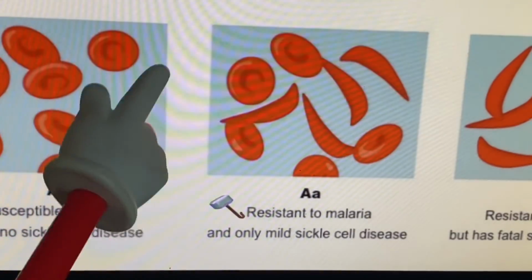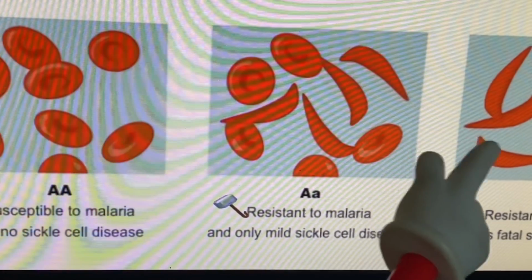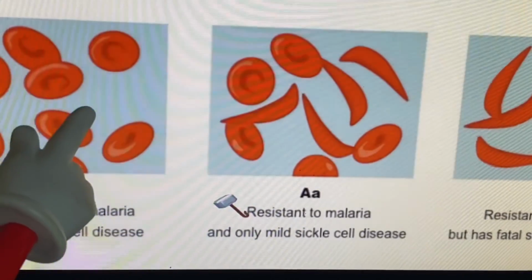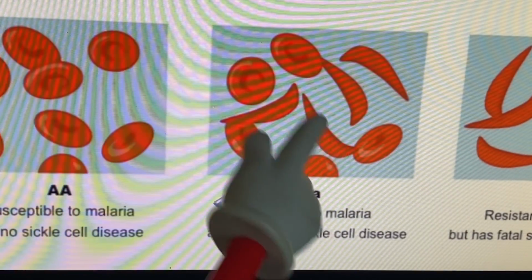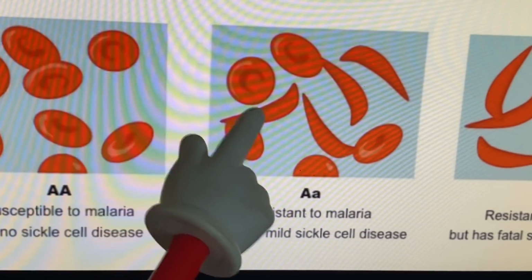Okay, so it's an example of natural selection, right? This one's selected against, this one's selected against, this one's selected for, but only in certain parts of the world.